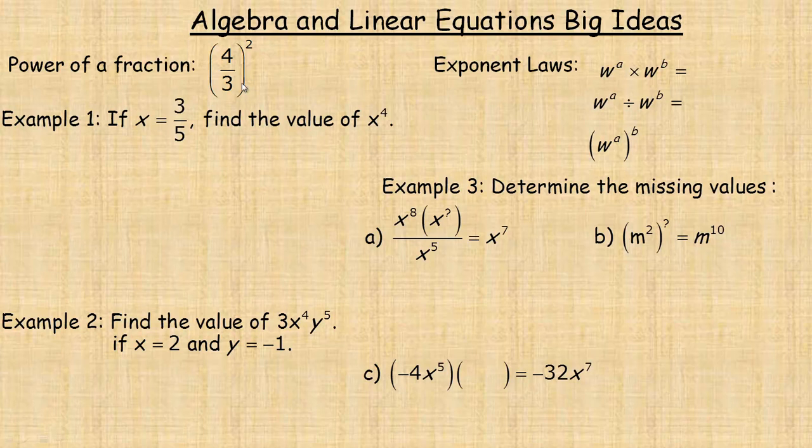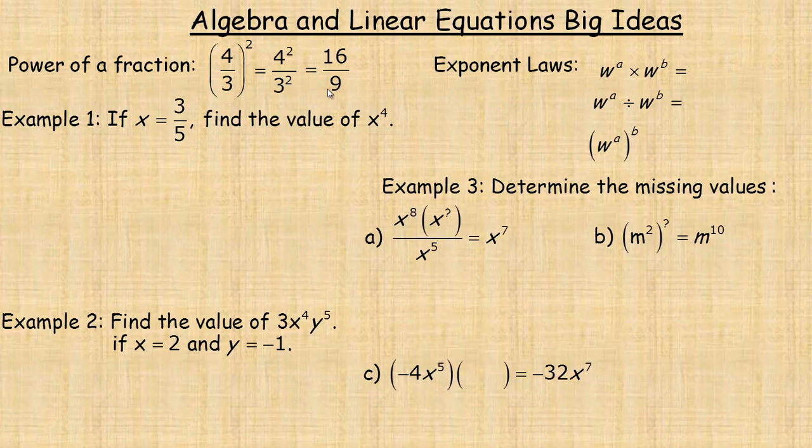So for example, if we had 4/3 squared, to evaluate this, both the numerator and denominator get squared in this case. So we would write 4 squared over 3 squared, and I would evaluate 4 squared is 16, 3 squared or 3 times 3 is 9, so that would equal 16 over 9 or 16 ninths.